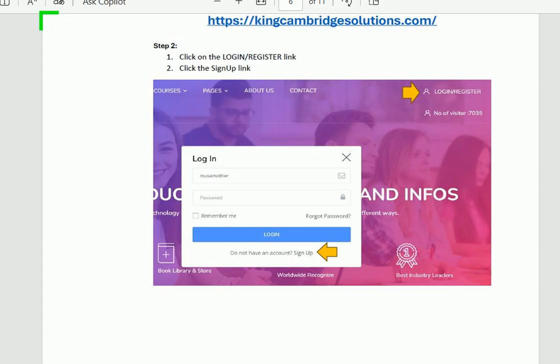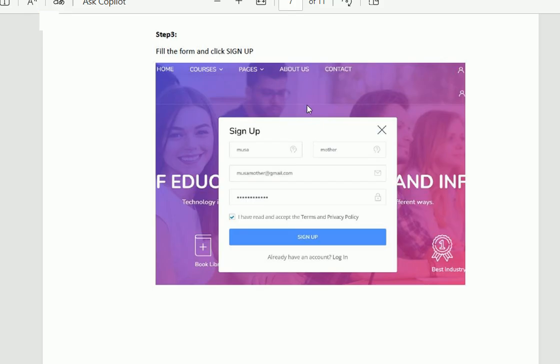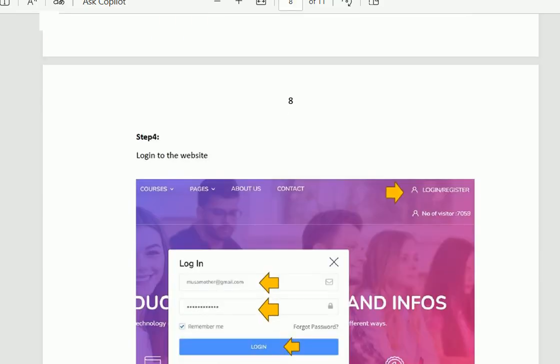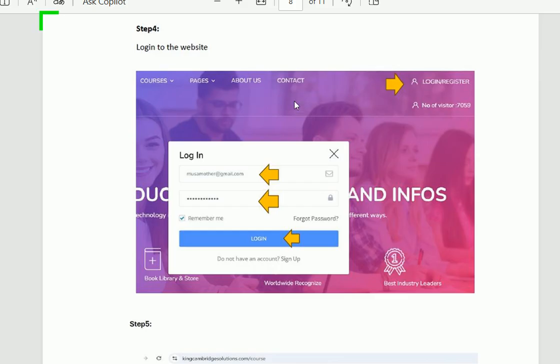When you click on the sign up button, you will get this interface. You will sign up for the website in order to download all the questions of this session. By providing your username, password, and email address, you will click on sign up. On sign up, you will automatically be signed in. Or you can log in again by clicking on the login register button and providing your username and password as you did during sign up. After that, click on login.